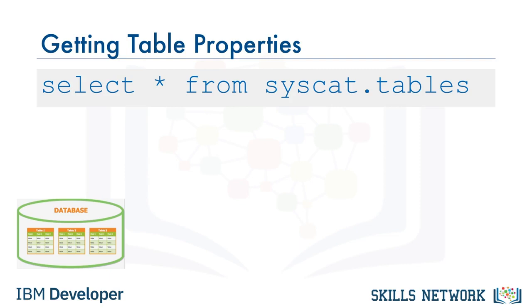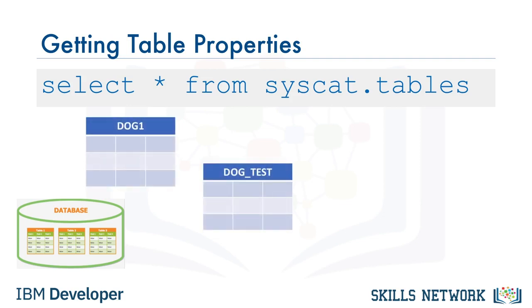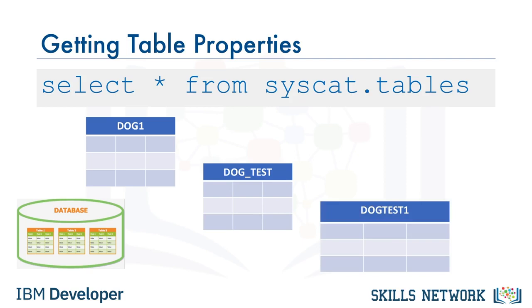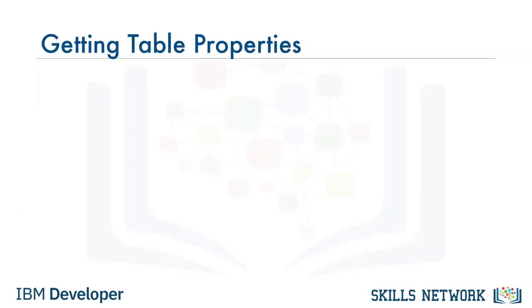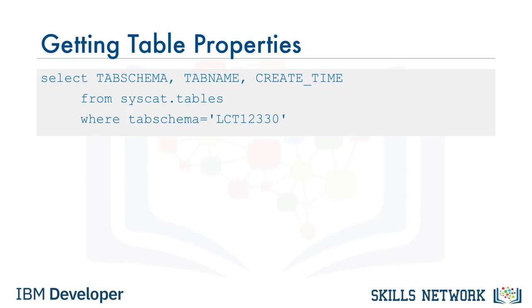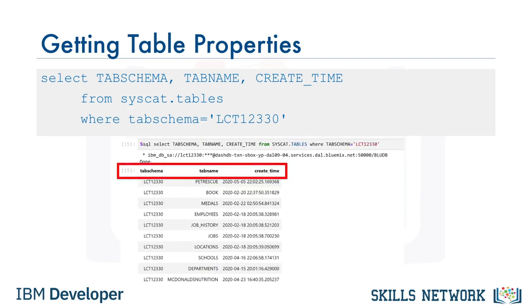Let's say you've created several tables with similar names. For example, dog1, dog_test, dogtest1, and so on. But you want to check which of these tables was the last one you created. To do so, you can issue a query like select TABSCHEMA, TABNAME, CREATE_TIME from SYSCAT.TABLES where TABSCHEMA equals QCM54853. The output will contain the schema name, table name, and creation time for all tables in your schema.